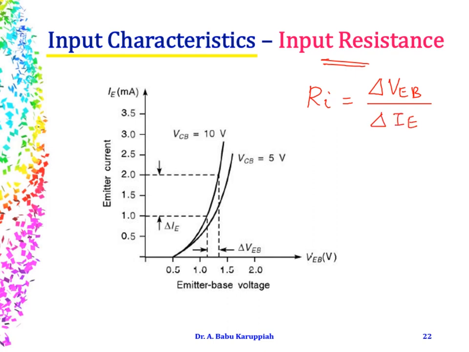You could notice that for a small change in your emitter base voltage, there is a good amount of change in the emitter current, and so the denominator is comparatively higher than that of your numerator, and as a result we could say that the input resistance of a common base configuration is less. So this is what you could determine from the input characteristics of a common base configuration.